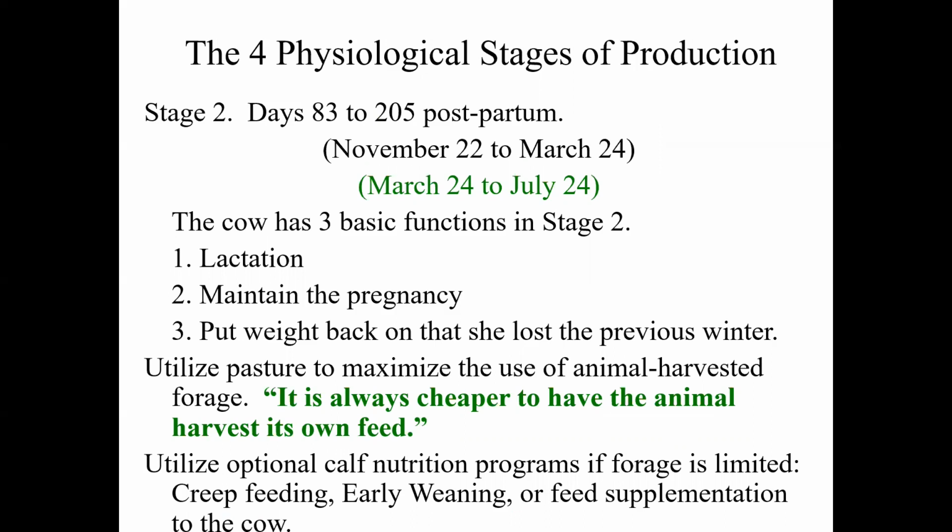The second stage is days 83 to 205, which goes right up to weaning. For a fall calving herd, that would be November 22nd to March 24th, and for a spring calving herd, March 24th to July 24th. The cow has 3 basic functions in stage 2. She has to lactate, she has to maintain the pregnancy, and this is the time that she needs to put weight back on. These animals are the most efficient when they are lactating, and it's always cheaper to have the animal harvest its own feed.